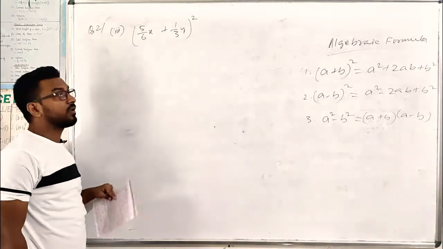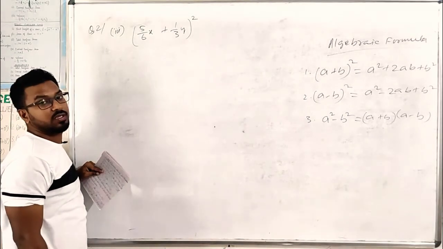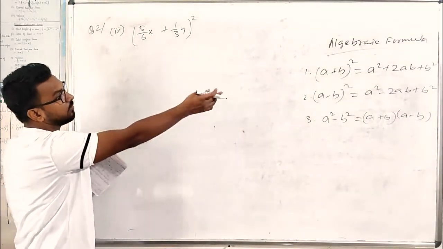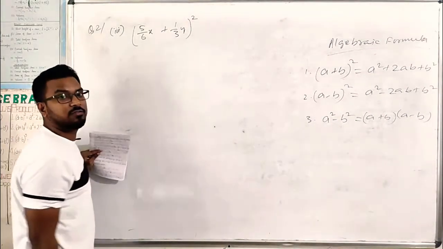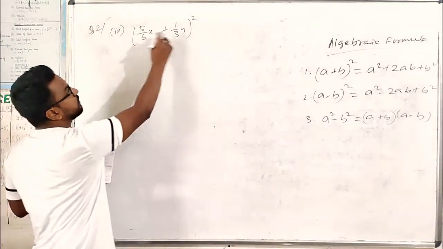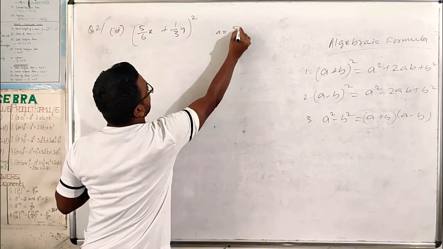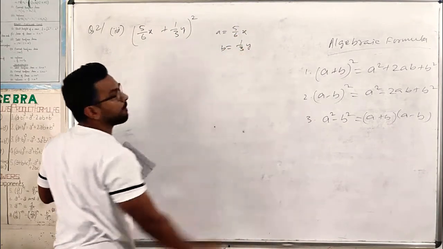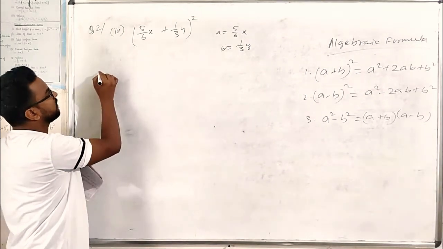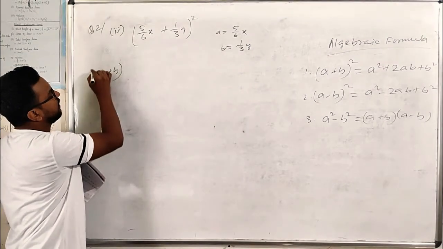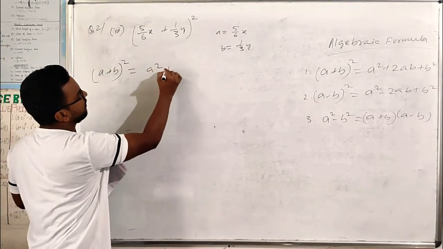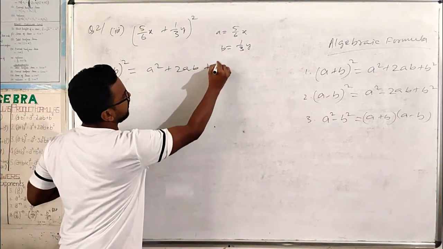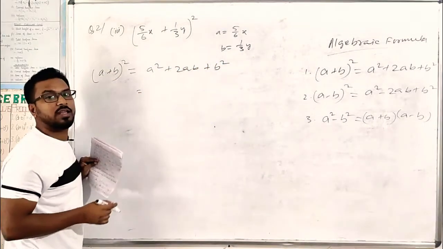So our next question is given 5 by 6x plus 1 by 3y. First we'll apply the identities. Which one? The first identity, a plus b. So what is a here? A is 5 by 6x and b is 1 by 3y. Fine. So you just write down the formula a plus b whole square, that is a square plus twice ab plus b square. You just replace the values of a and b.